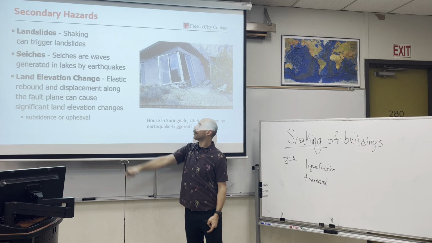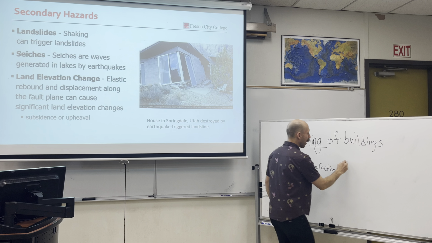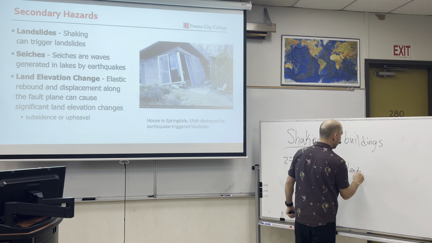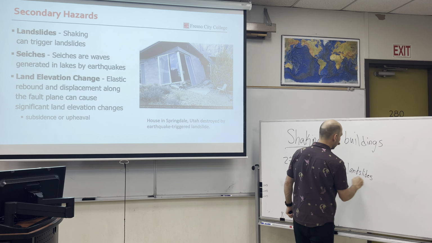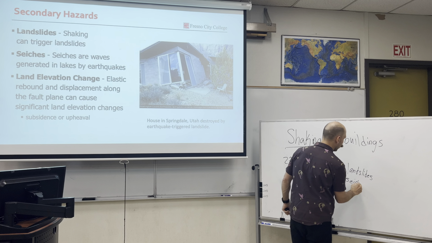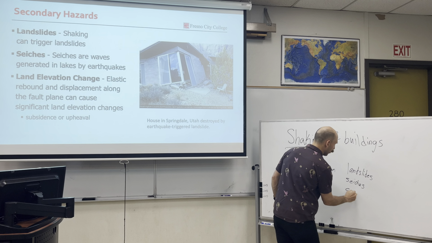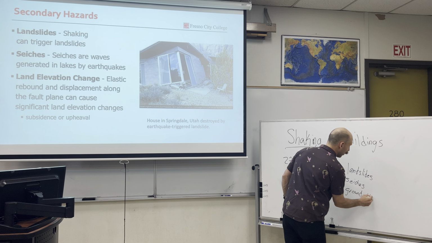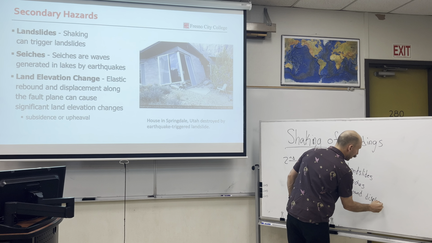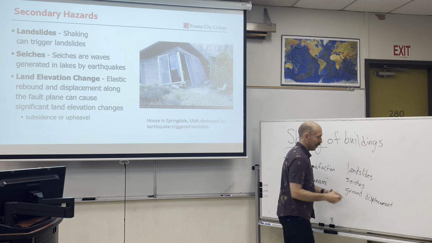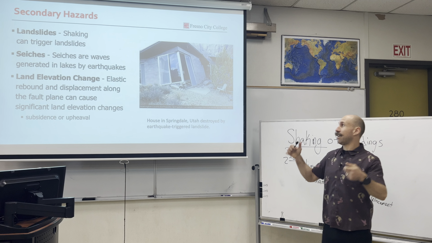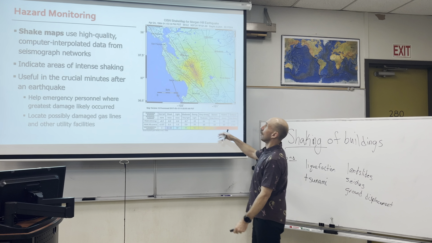Smaller but still equally damaging, we've got landslides, seiches, which are basically tsunamis in lakes, but they're much smaller, and then ground displacement. So the ground can actually move, like the Alaskan earthquake of 1960, where the road basically dropped down 10 feet, pretty wild.